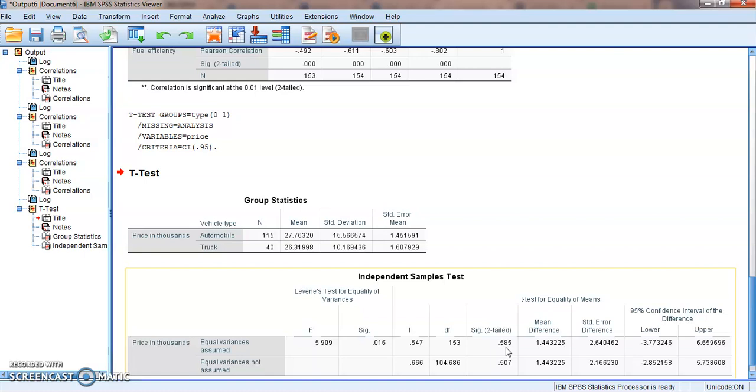So when we're interpreting significance, keep this in mind. Significance is binary, so it either is significant or it's not significant. And we want our significance, as always, to be below 0.05. Let me be clear: if it's 0.05, it is not significant. It has to be less than 0.05 to be significant, not less than or equal to. And if it's 0.05 or greater, it is not significant.